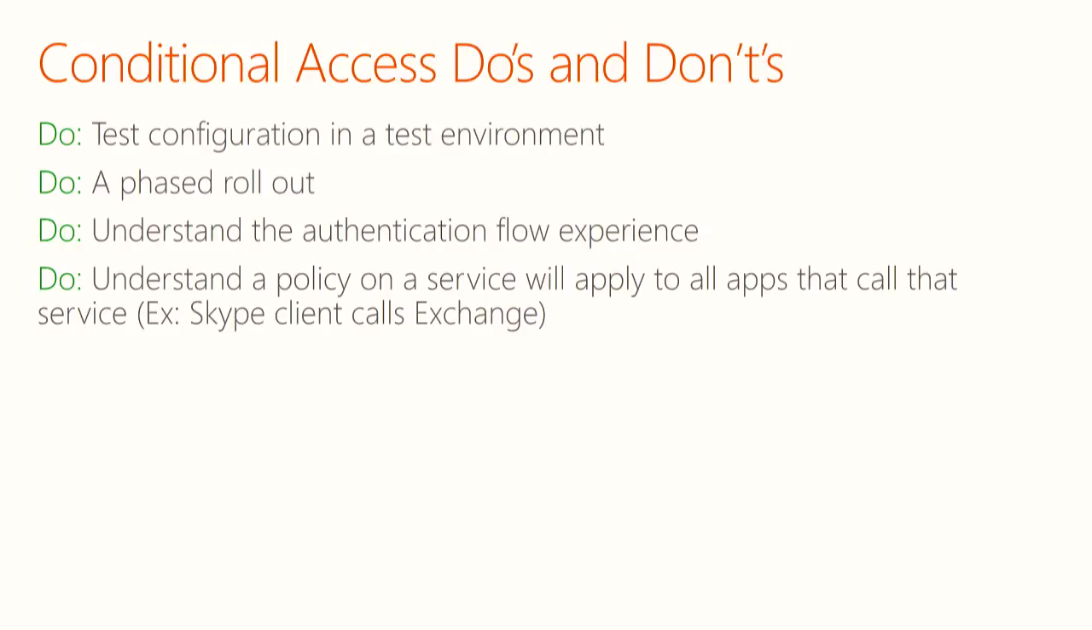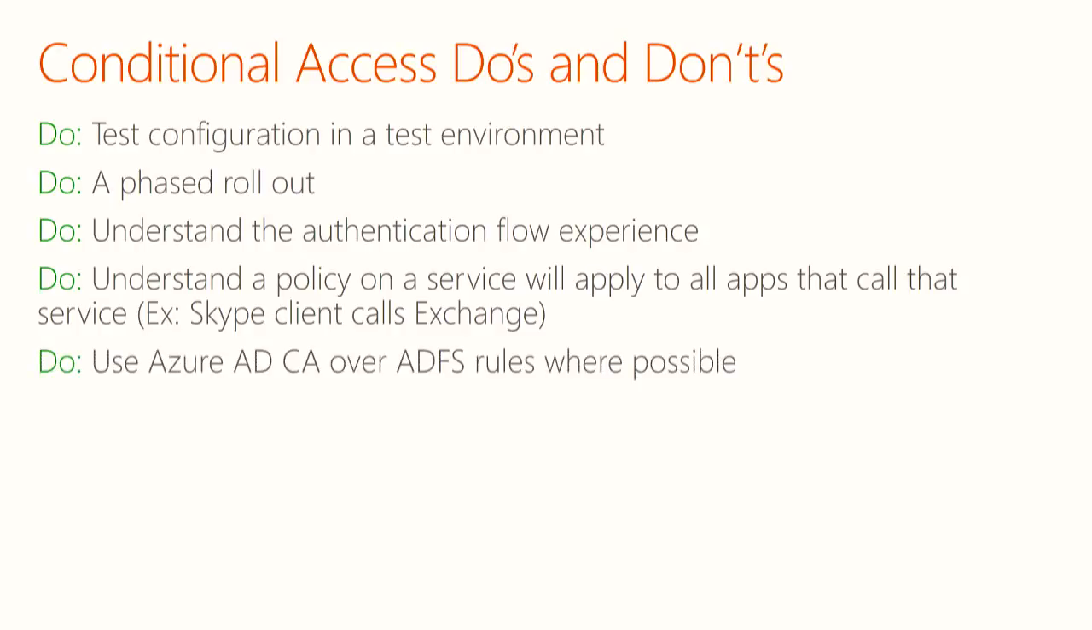Understand a policy on a service will apply to all apps that call that service, right? So if you've got something that integrates with another application, if you block access to that dependent application, then you might as well block access to everything. So for example, Skype client talks to Exchange to look up the GAL. If you block access to Exchange, then Skype's going to be throwing errors all the time saying it can't hit Exchange. There are other scenarios where that might come into play, so just make sure you're testing your policies and understand the impact.